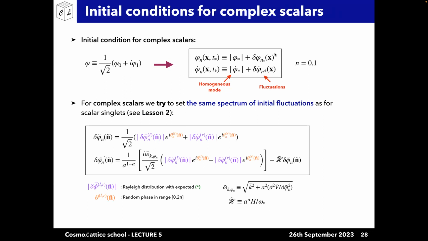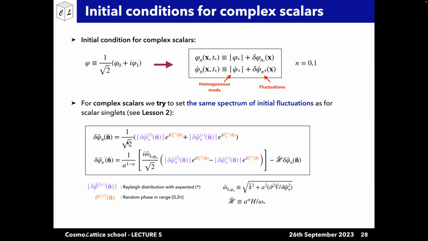So what is this spectrum of fluctuations? In principle, we could try to set the same spectrum of fluctuations that we did for a scalar singlet. As we discussed in lecture 2, we were setting the fluctuations of the scalar field as a combination of a left-moving and a right-moving wave, where each wave is composed by an absolute value, given by a Rayleigh distribution with an expected root mean square, and then an exponent of a uniform random phase. And the fluctuations of the time derivative are given by the derivative of the previous expression.